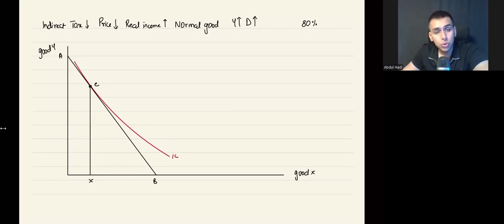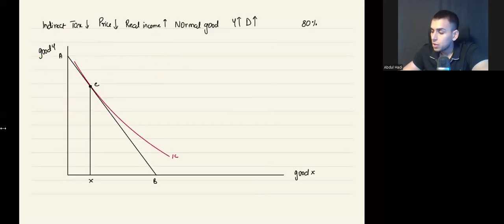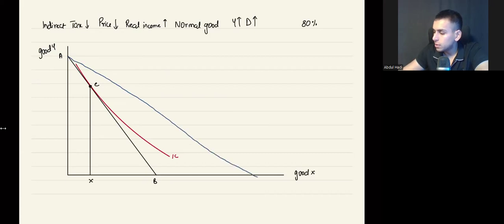Now, due to a decrease in your indirect tax, your real income will rise, and your price level is falling. So according to the price consumption curve, if my price level is falling, there is always a tilt in my budget line from AB to AC. So due to the decrease in indirect tax and in price level, my budget line will tilt rightwards like this, from AB to AC.